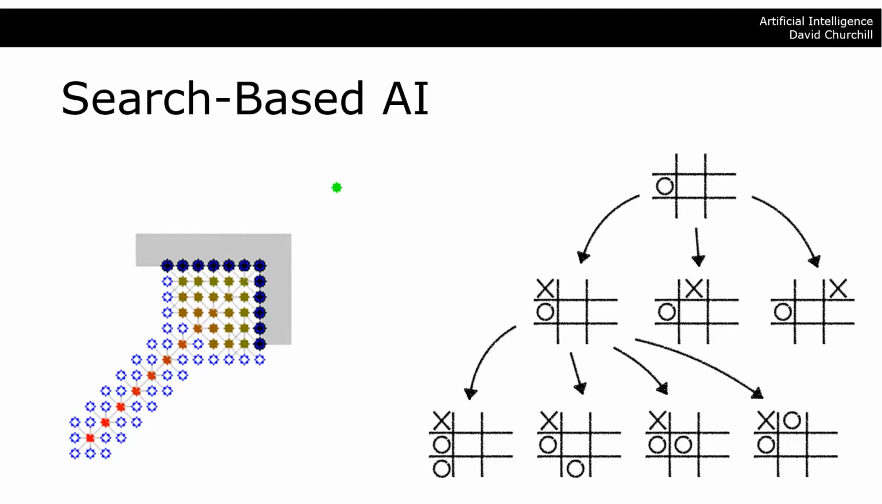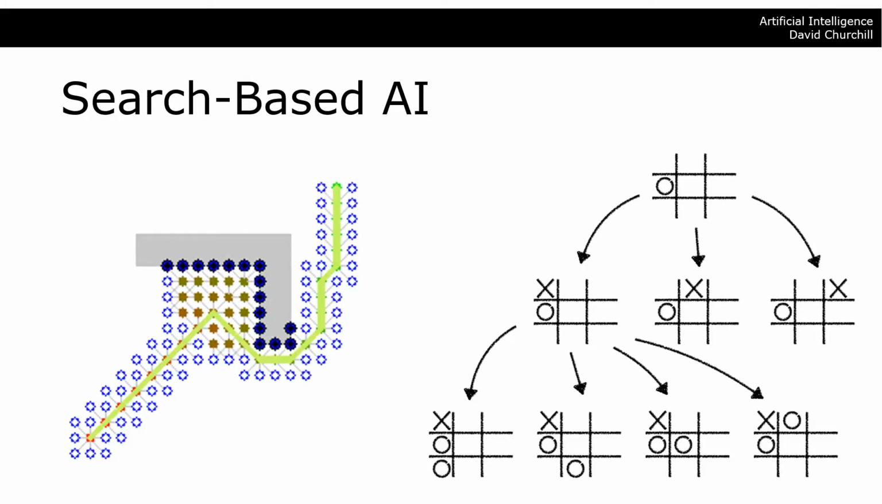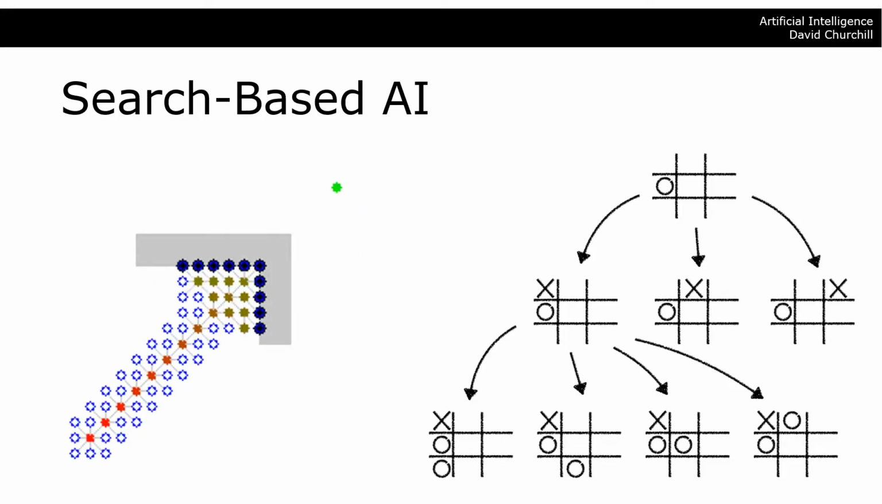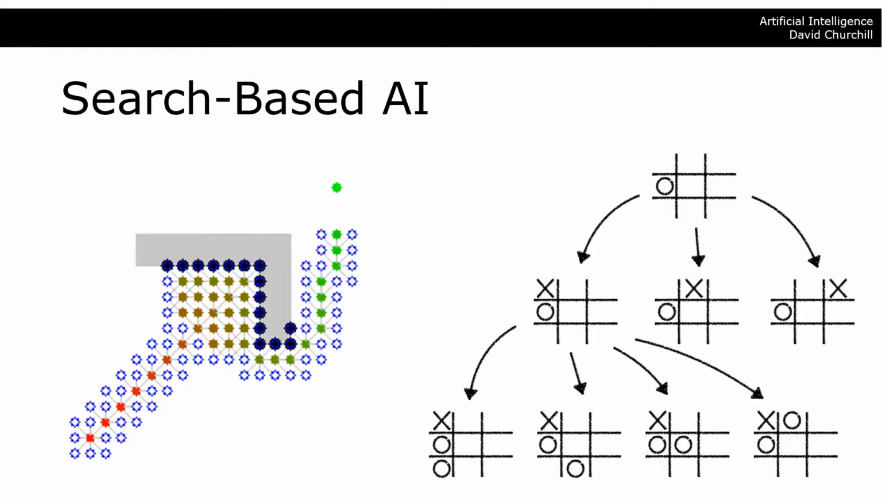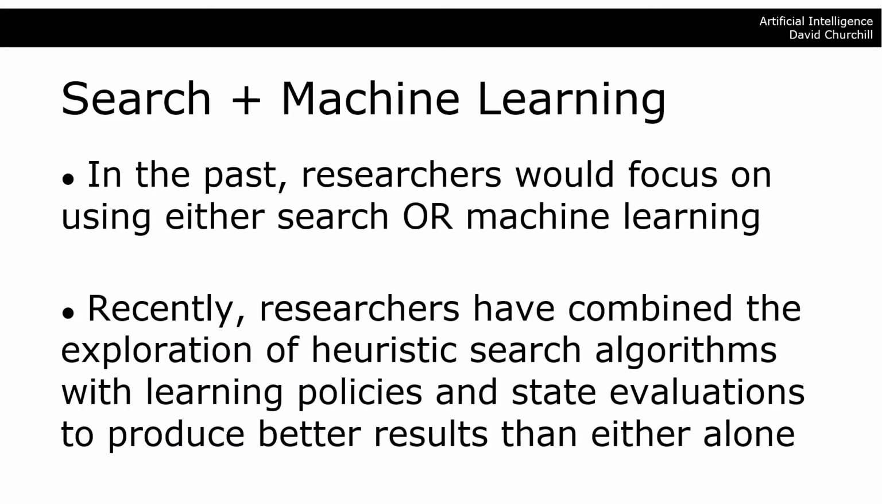One upside of search algorithms is that they do not require an offline training phase, or large amounts of data to be collected. However, they do require a working model of their environment, and so sometimes they cannot be applied to real-world applications. So in the past, researchers would often focus on using either search or machine learning in order to solve a problem within a given domain.